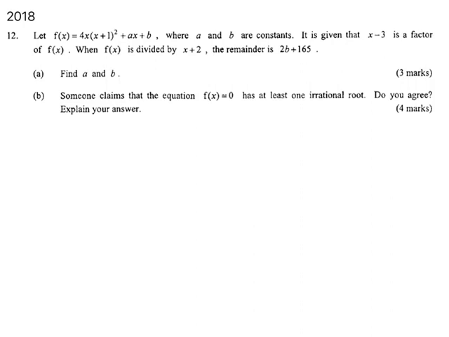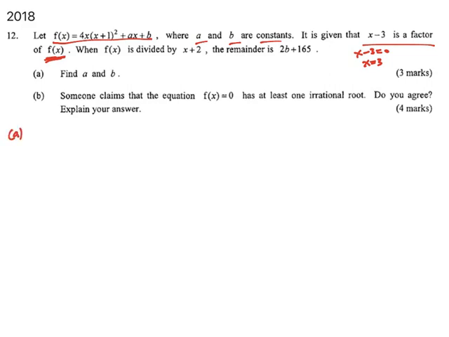2018 Paper 1, Question 12. Polynomial. Given a function, a and b are constants. It's given that x minus 3 is a factor of the function. That means when we put x minus 3 equals 0, x equals 3. When we substitute x equals 3 into the function, there is no remainder according to the factor theorem.